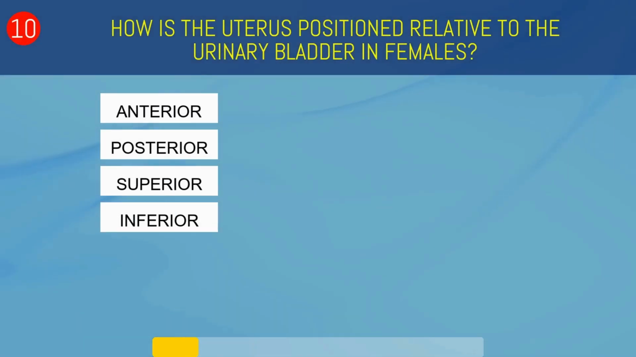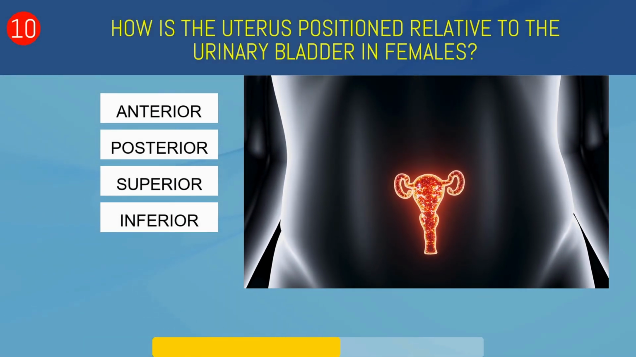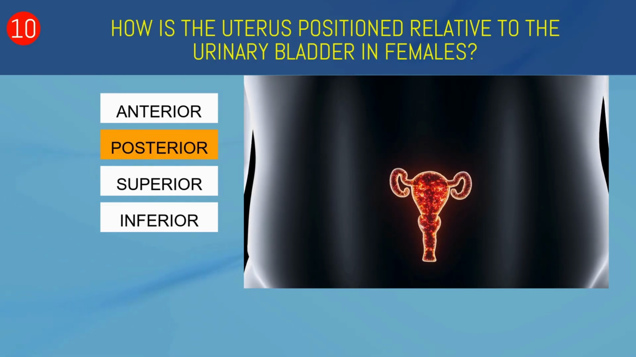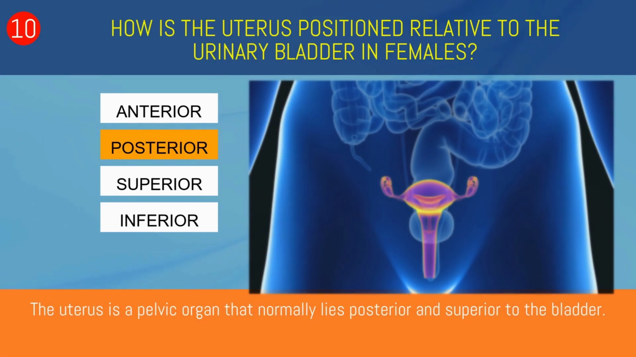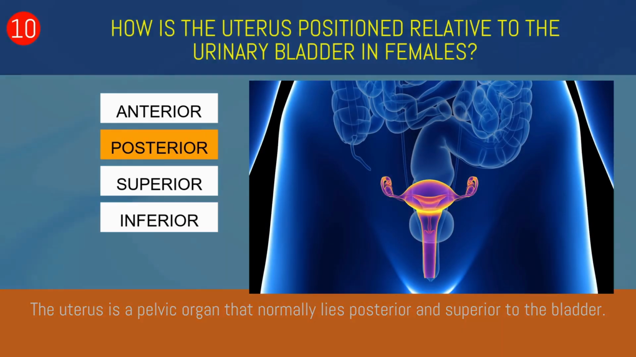How is the uterus positioned relative to the urinary bladder in females? Anterior, posterior, superior, or inferior? Posterior. The uterus is a pelvic organ that normally lies posterior and superior to the bladder.